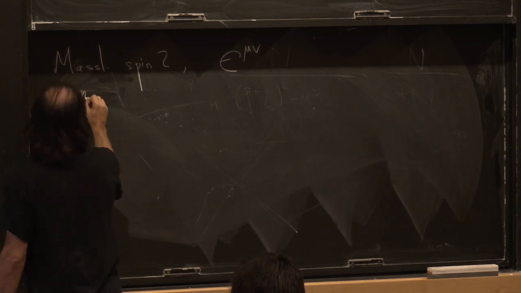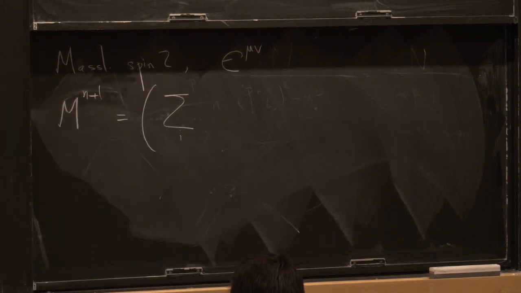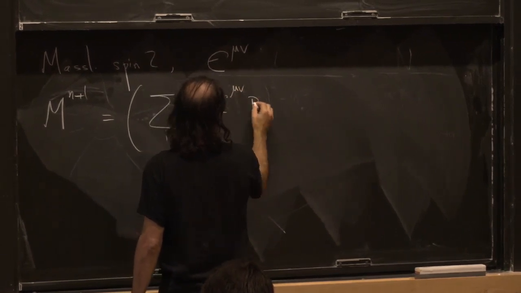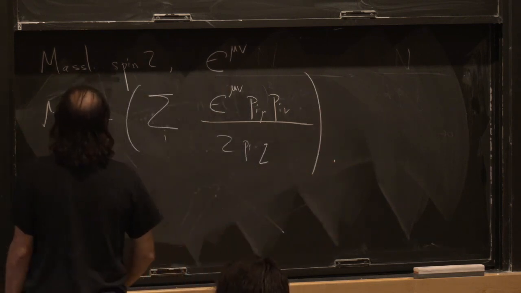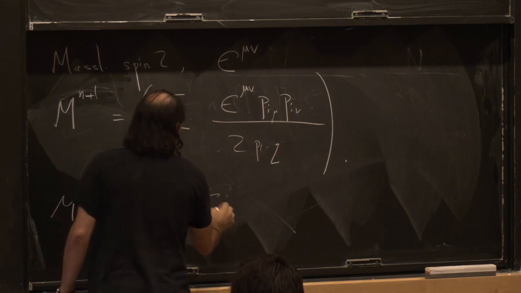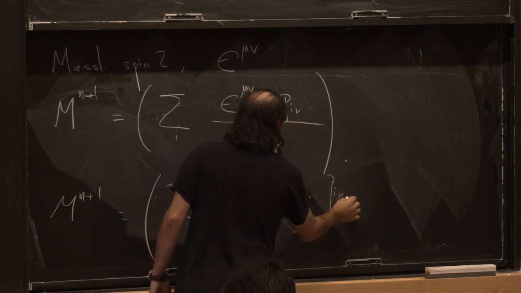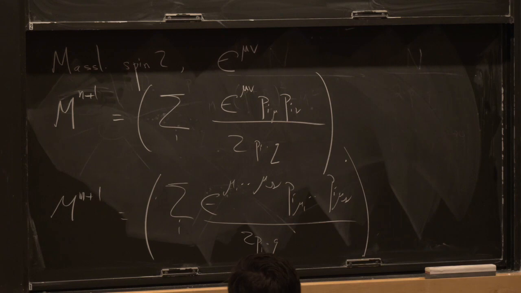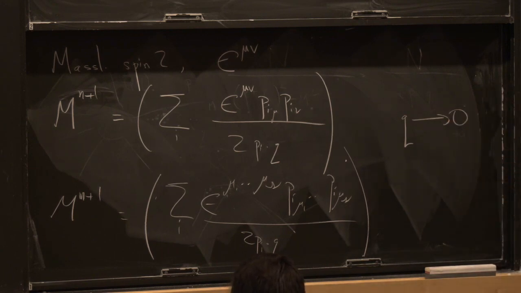Then this M of n plus 1 would equal this sum over i. And once again, the biggest it could be is if I just keep contracting the epsilon with the hard momentum, the big momentum p. So I could have something that looks like epsilon mu nu, p_i mu, p_i nu, over 2 p_i dot q. If I have a particle of spin s, in general, it will be the sum over i of epsilon mu 1 through mu s, and then p_i mu 1 through p_i mu s, over 2 p_i dot q. And this is all valid. These are the terms that dominate in the soft limit as q goes to 0.